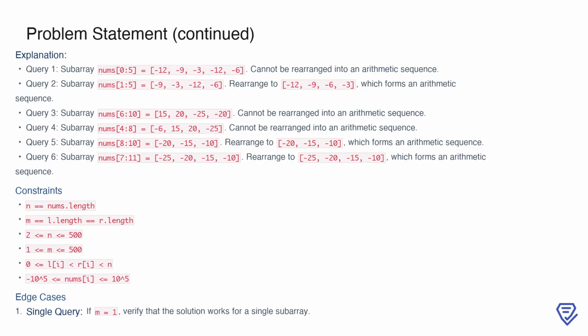For the second query, the subarray nums[1:5] is -9, -3, -12, -6. Rearranging this to -12, -9, -6, -3 forms an arithmetic sequence with a common difference of 3. Thus, the result is true. Similarly, for the third query, the subarray nums[6:10] is 15, 20, -25, -20, which cannot form an arithmetic sequence, so the result is false. Continuing in this way, we analyze all the queries to produce the output: false, true, false, false, true, true. Each result corresponds to whether the respective subarray can be rearranged into an arithmetic sequence.